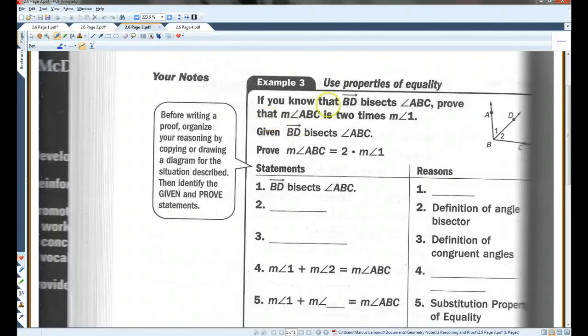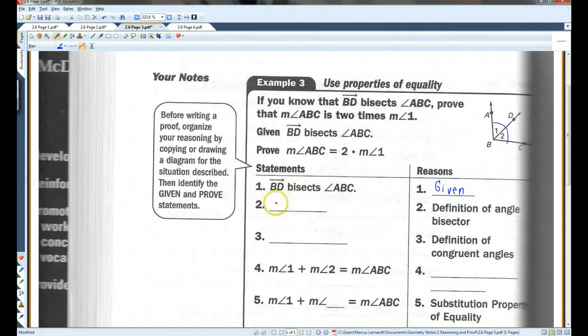Okay, if you know that ray BD bisects angle ABC, prove that the measure of angle ABC is 2 times the measure of angle 1. Alright, so we're given that BD bisects ABC. Now, remember, bisects means that it basically just cuts it in half. So this angle is congruent to this angle. This is given.